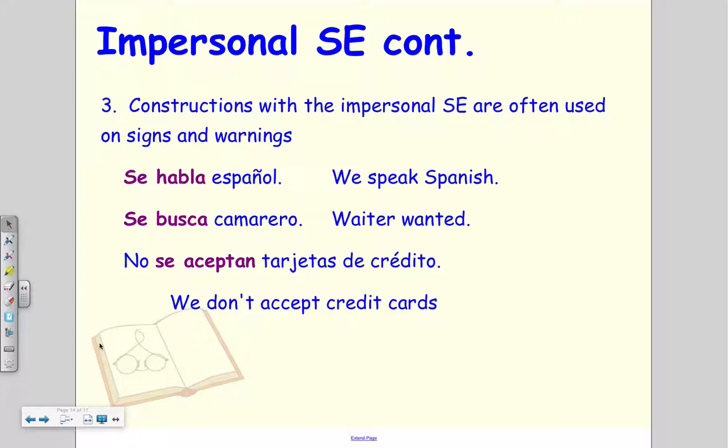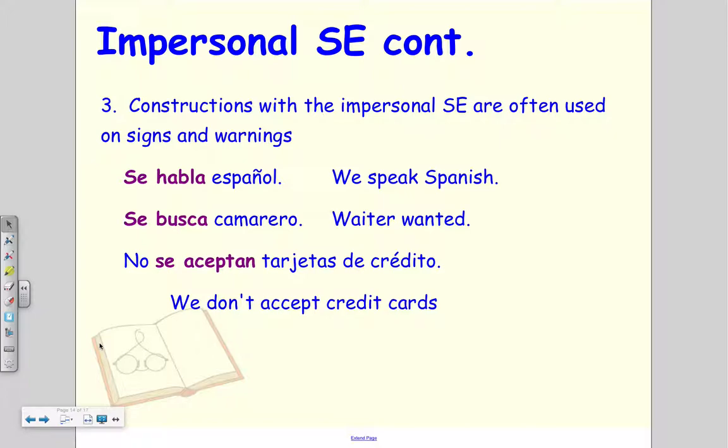You would often find the impersonal se on signs and warnings posted. A very common use would be se habla español aquí. Okay, here they speak Spanish. Find that in a shop window so that if you speak Spanish, you know you can go in there and get service. Al revés, you can find aquí se habla inglés. Here one speaks English. Not that any of you would ever be looking for that. You would be fine with the Spanish, right?